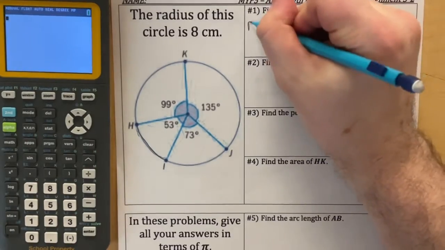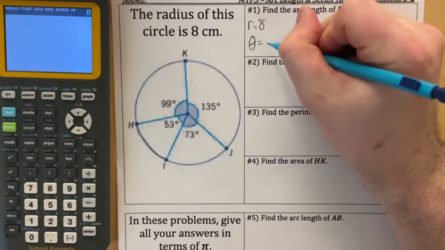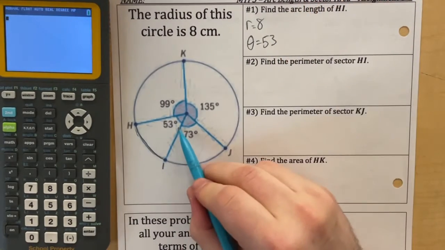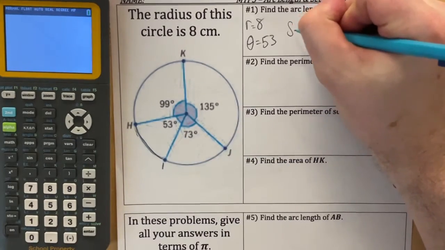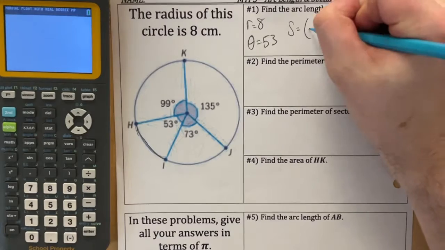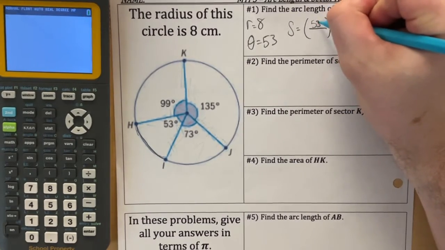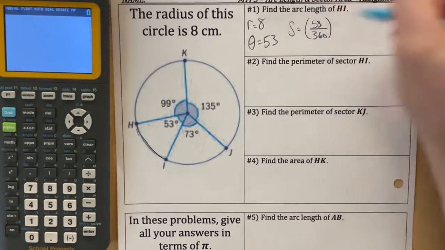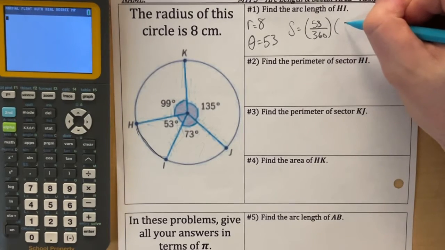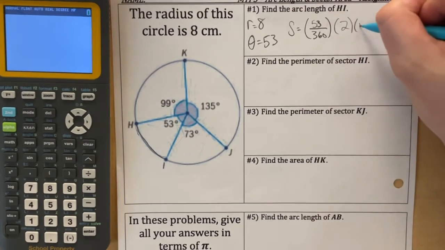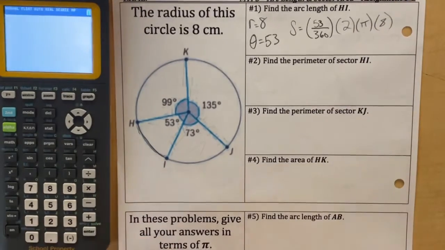So what's going to be our radius? Well, it has in big letters, R is going to be 8, theta is going to be 53. And so again, plug it into your formula as always. So we're going to say our arc length S is going to be the part over the whole. So we're talking about part of the circle, which is 53 degrees, out of the whole entire circle, which is 360. And then we have our normal circumference formula, so we have 2 times pi times the radius, which is 8. And make sure you can multiply it carefully for yourself.